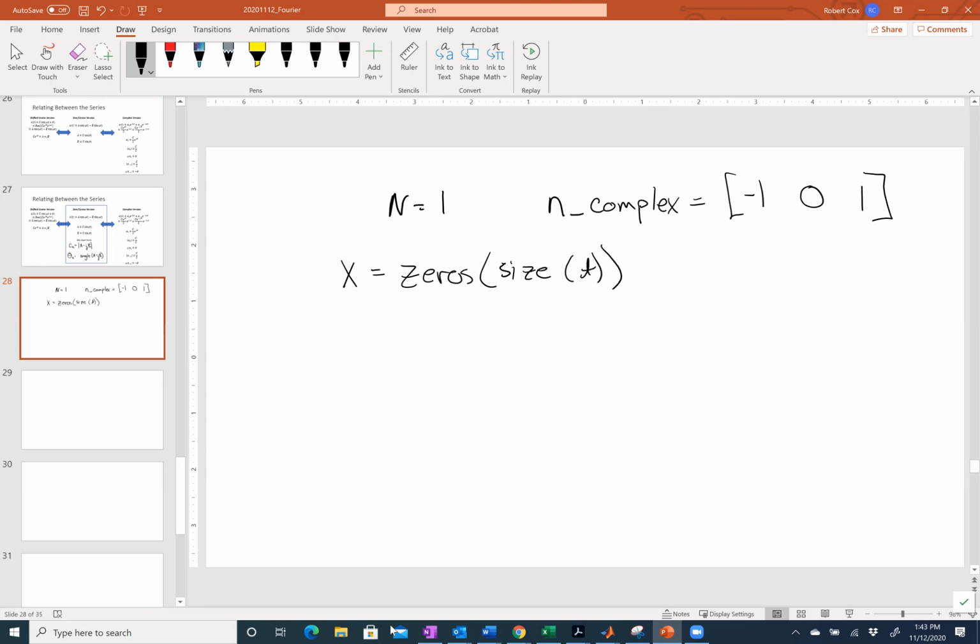Okay. And so I'm basically saying for k equal to 1 in steps of 1 up to n complex, well, up to length of n complex. All right. Length of n complex. Like that.